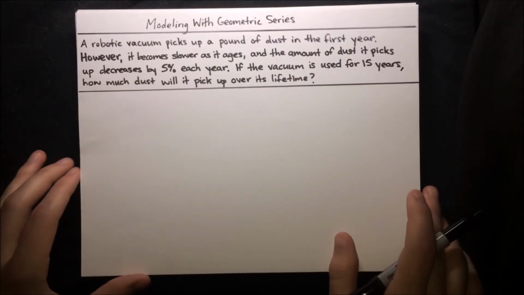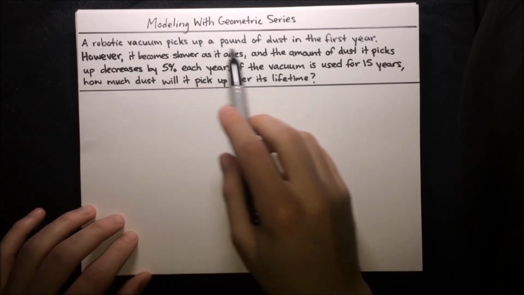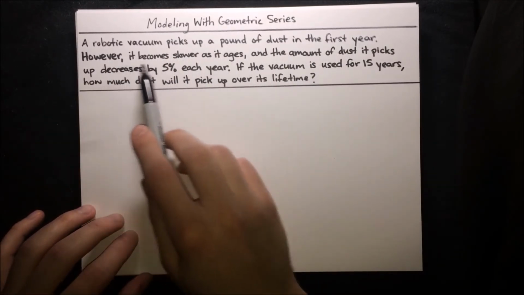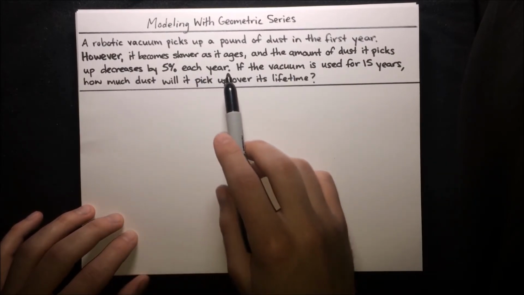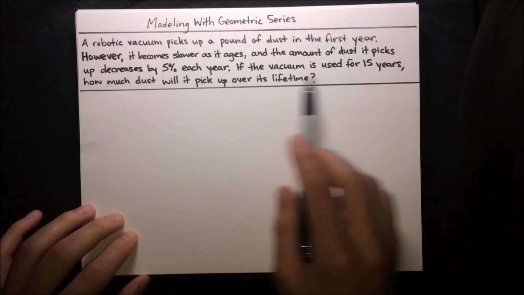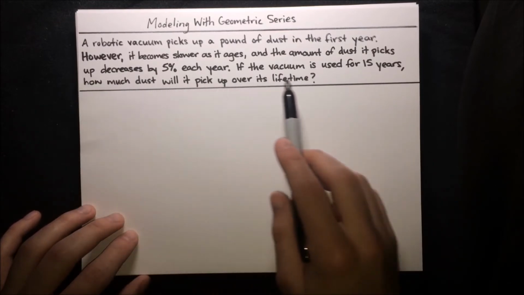On to the next problem. A robotic vacuum picks up a pound of dust in the first year. However, it becomes slower as it ages, and the amount of dust it picks up decreases by 5% each year. If the vacuum is used for 15 years, how much dust will it pick up over its lifetime?